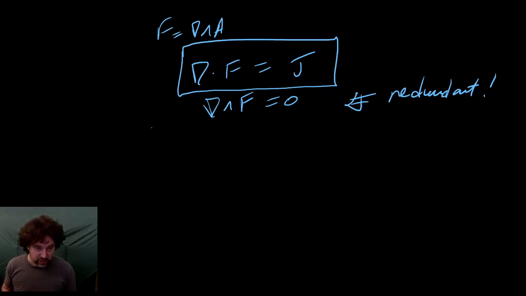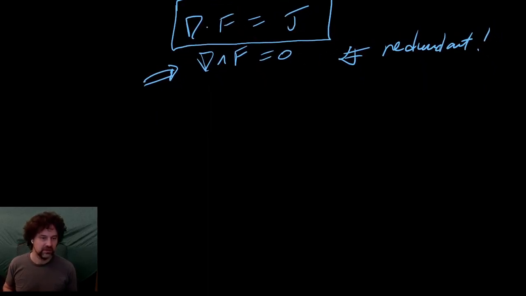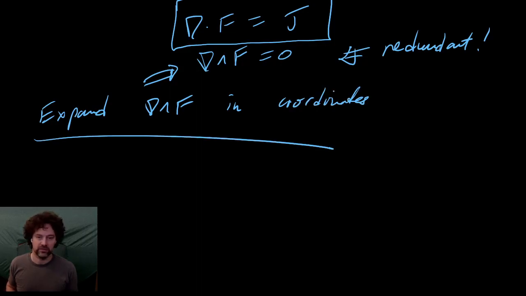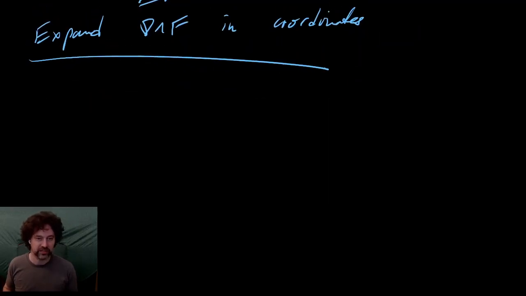But it is worth noting for completeness that if we expand out grad wedge F equals zero in coordinates, we get one of the standard tensor relationships. So let's do that now. So the task is to expand grad wedge F in coordinates. Specifically, we're going to expand grad wedge F equals zero in coordinates.